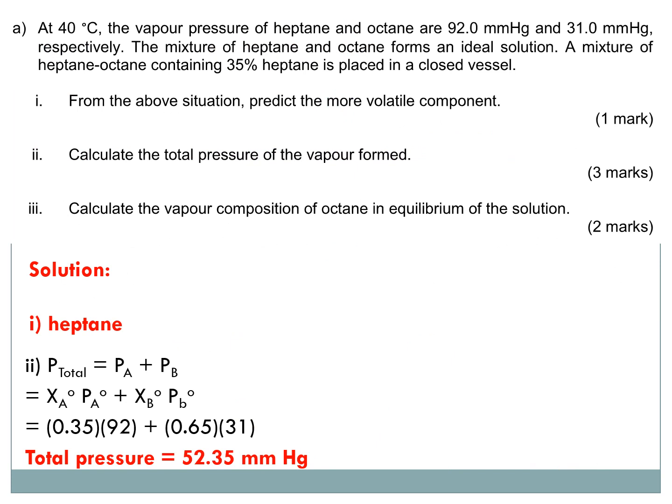Now let's have a look at an example. At 40 degrees Celsius, the vapor pressures of heptane and octane are 92 mm mercury and 31 mm mercury. The mixture of heptane and octane forms an ideal solution. A mixture of heptane and octane containing 35% heptane is placed in a closed vessel. Number 1. From the above situation, predict the more volatile component. The more volatile component is the one that has higher vapor pressure, which is heptane, with a value of 92 mm mercury.